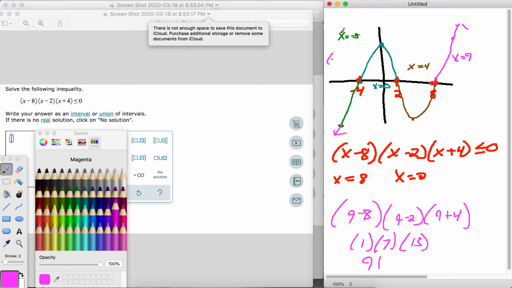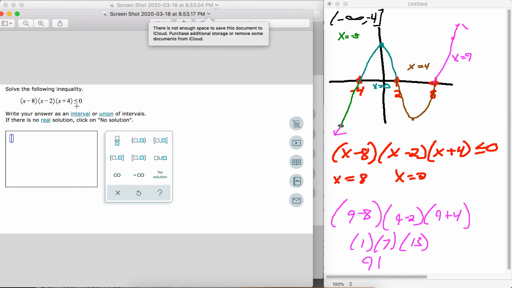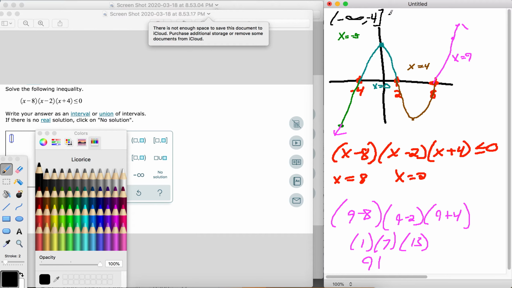Here, I'm running out of room. Let me write it up here. From negative infinity, it goes least to greatest when you write these interval notations. So negative infinity is as small as we can go, and then negative 4 is the next place we have to stop. We're going to put a bracket because it says less than or equal to. So bracket on that negative 4. And then union, and we're going to pick up the interval.